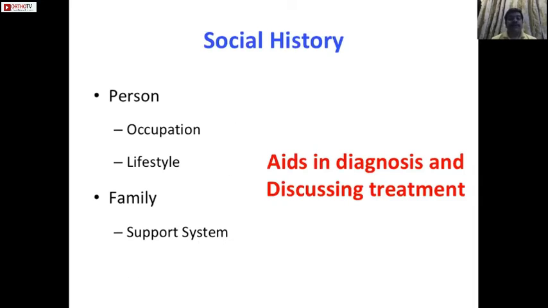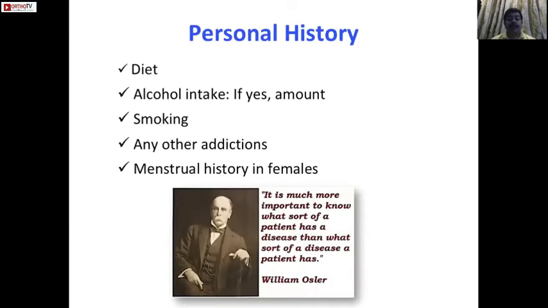Then comes the social history. It has two parts to it, the personal history and the family history. The social history aids you in the diagnosis as well as in discussing the treatment with the patient once you have come to a diagnosis. So in the personal history, again, I will take this quote from William Osler.